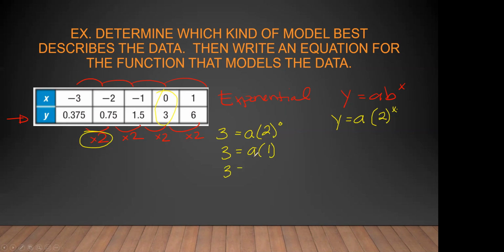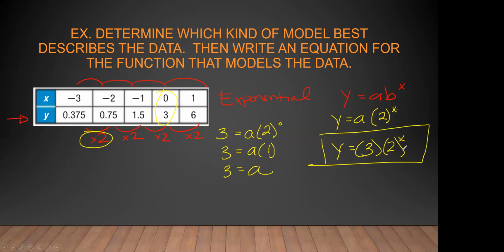Anything to the power of 0 is equal to 1. So 3 is equal to a times 1, which is a, and that helps me figure out the value of a. So now I know a is equal to 3, and then my constant ratio is 2, and I'm raising it to the power of x. So that would be my equation.